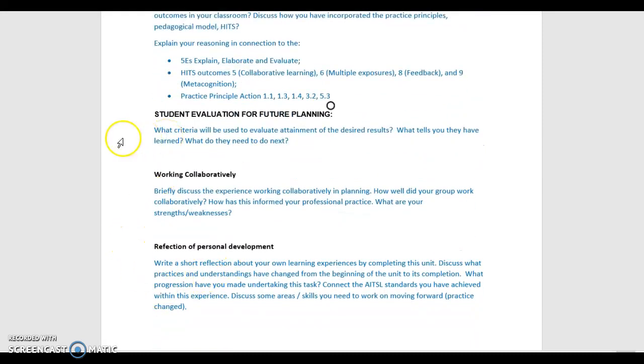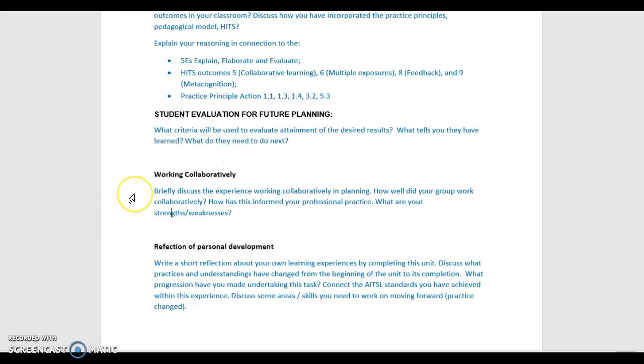So at the end of the unit, thinking about what criteria you are going to use as a teacher to evaluate whether students have learned. What evidence are you collecting? And how will you know they're ready for the next step? You can discuss here what you are going to do if they're not ready for the next step. What are you going to do to support them?